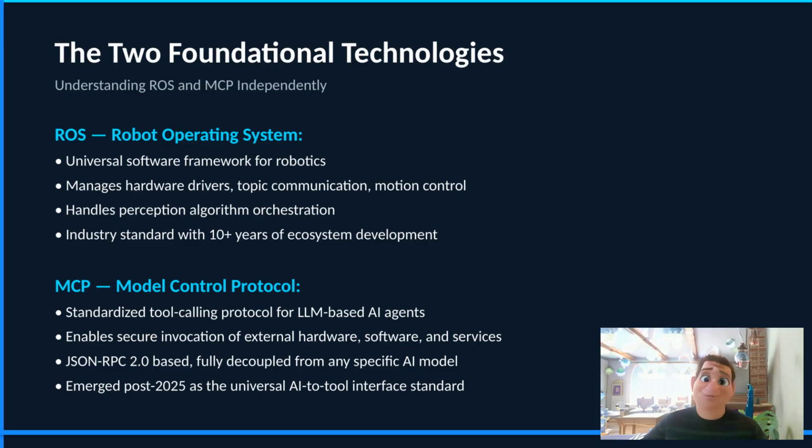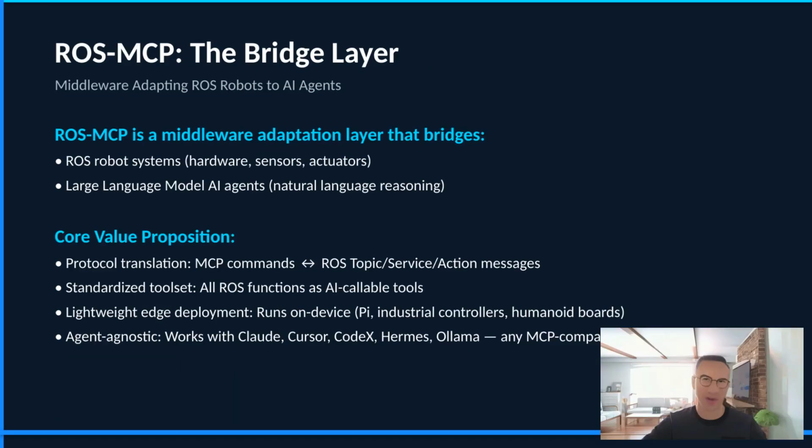ROS MCP builds on two foundational technologies: ROS, the Robot Operating System, a universal software framework managing hardware drivers and motion control, and MCP, the Model Control Protocol, a standardized tool calling interface for AI agents. ROS MCP is a middleware adaptation layer that bridges ROS robot systems with LLM agents. Its core value: protocol translation, standardized toolset, lightweight edge deployment, and complete agent-agnostic design.